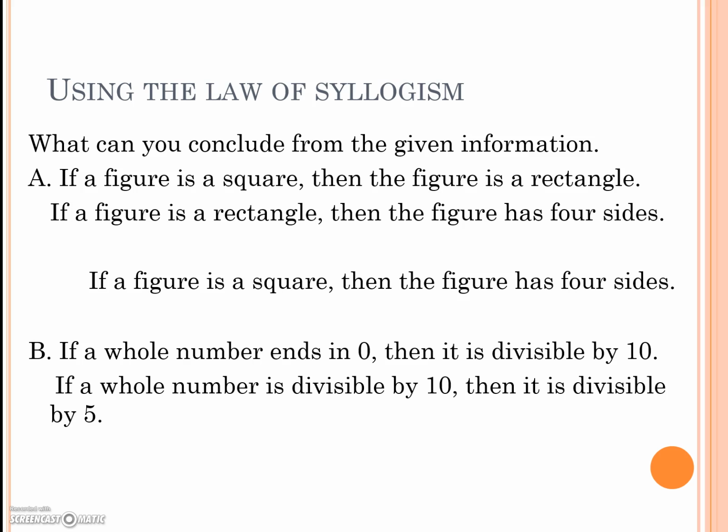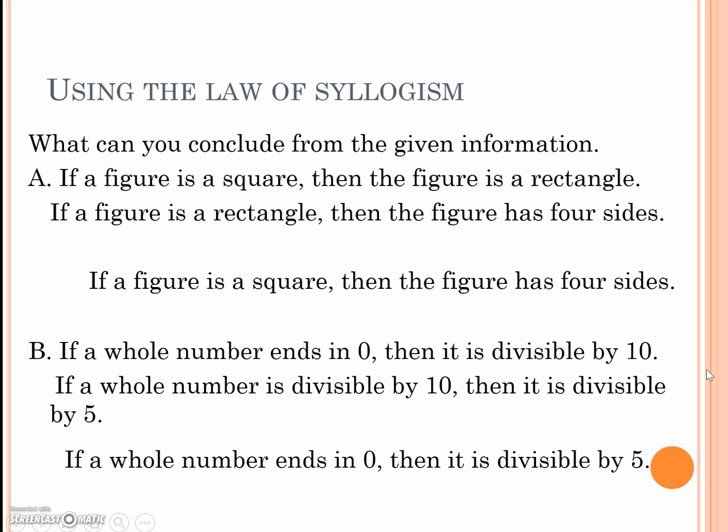The second one here: if a whole number ends in 0, then it is divisible by 10. If a whole number is divisible by 10, then it is divisible by 5. Once again, we have the same thing here: it is divisible by 10. If a whole number is divisible by 10, we're going to cut that out and go right from if a whole number ends in 0, then it is divisible by 5.